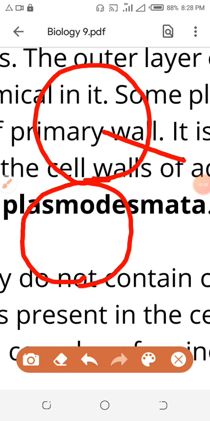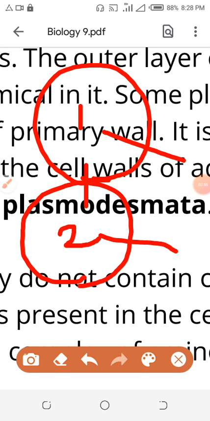One plant cell, second plant cell. Number one plant cell, number two plant cell. You can see very easily. This is the number one plant cell, that is the number two plant cell. Between the two cells, there are pores. You can see there are pores. These are the pores. These pores are called plasmodesmata.